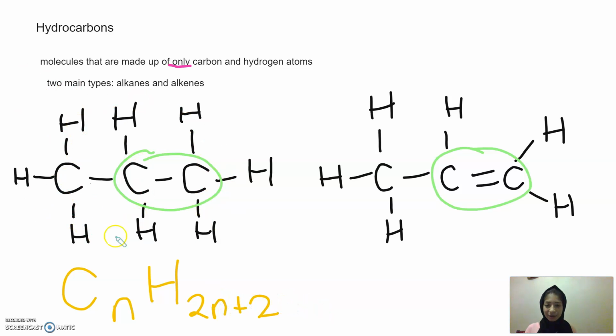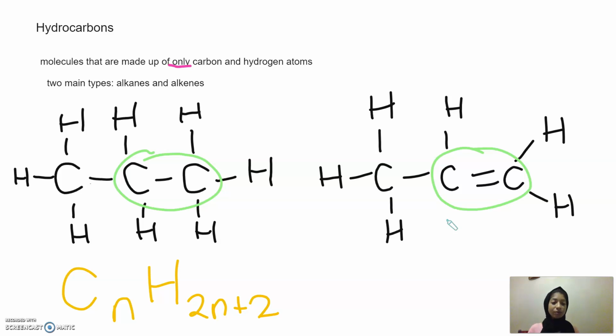Let's look at the example I've drawn here and see if it fits. So we've got 3 carbons, 1, 2, 3, so that would be C3, so n would equal 3, and H2n+2, so we do 2 times 3, which is 6, plus 2, which is 8. So it'd be C3H8. Now let's look at our diagram and see if we have 8 hydrogens. 1, 2, 3, 4, 5, 6, 7, 8. There we go. So now let's move on to our alkene.